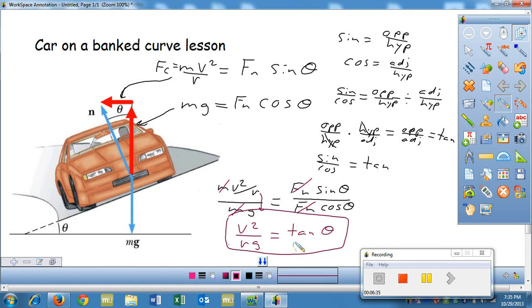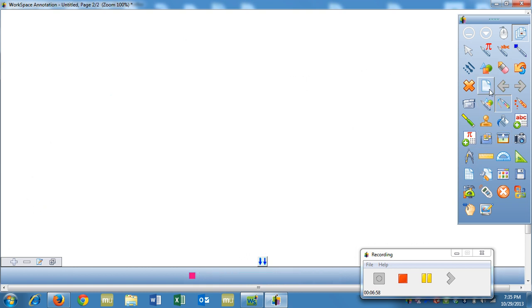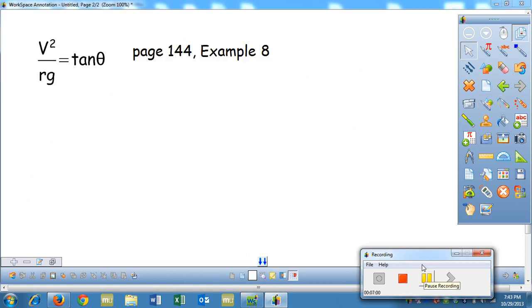I don't think you're given that formula on the AP test, so you're going to want to be able to either memorize it or derive it like this and remember where it comes from. But let's go ahead and use it to solve a problem. So, v squared over rg equals tan theta. Let's go to a new page. Okay, so here we are on a new page. We've got our formula, v squared over rg equals tan theta, and we're going to do example 8 on page 144. If you need to pause it to go get your book, go ahead.